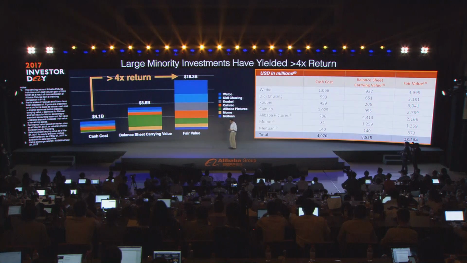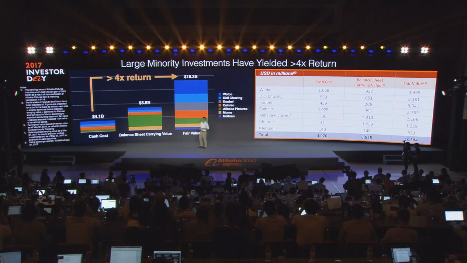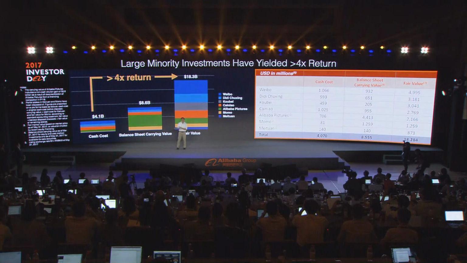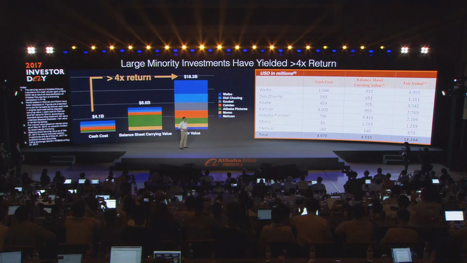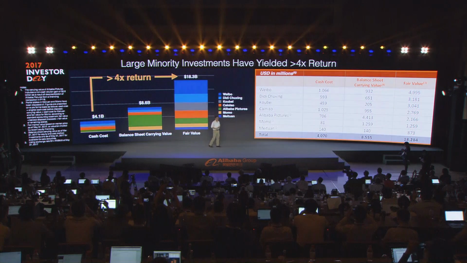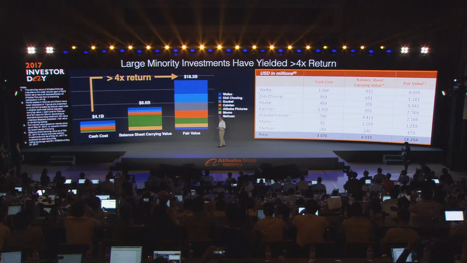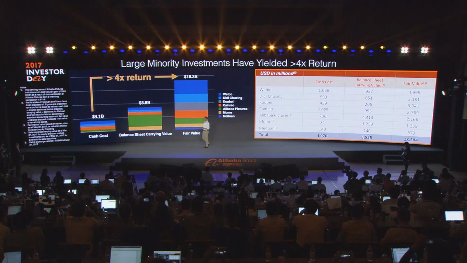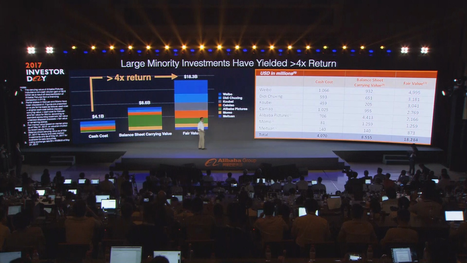The next thing I want to talk about is some of the minority investments that we have made, because people always say, well, you made a minority investment. Is it really strategic? How are things doing? Well, I'm pretty happy to report that our largest minority investments over the years have returned more than 4 times the original cash cost. I'm not going to go into the details, but we've laid out all the numbers here.